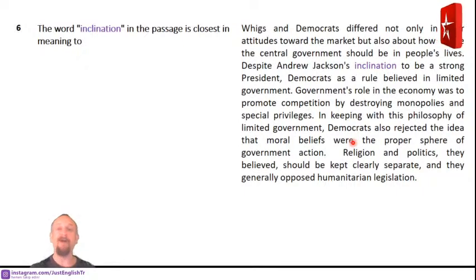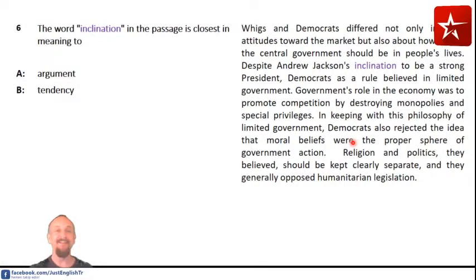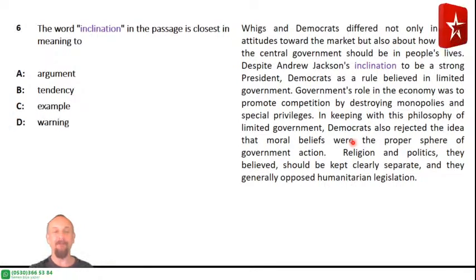Oh, wait. I've got to give you the options first, haven't I? So the options are: A, arguments. B, tendency. C, example. And D, warning. Okay, it's useful if you know the options. Your time starts now. Reset and start. I do apologize.